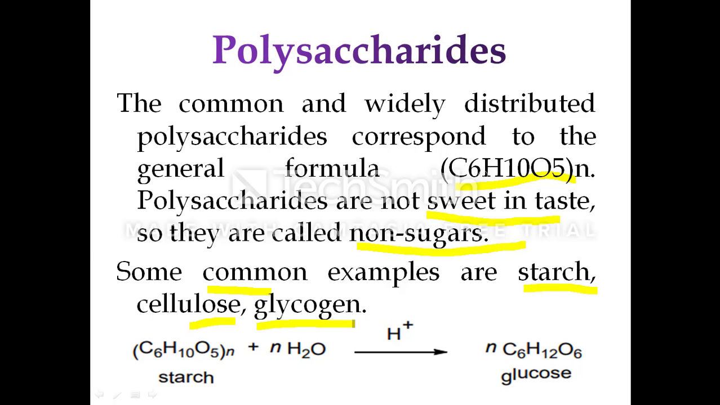They have the general formula (C6H10O5)n. When it combines with n water molecules, it gives only glucose molecules. Starch on hydrolysis gives n glucose molecules. Starch is the storage food material in plants, and glycogen is the storage food material in animals. Cellulose is found in plants.